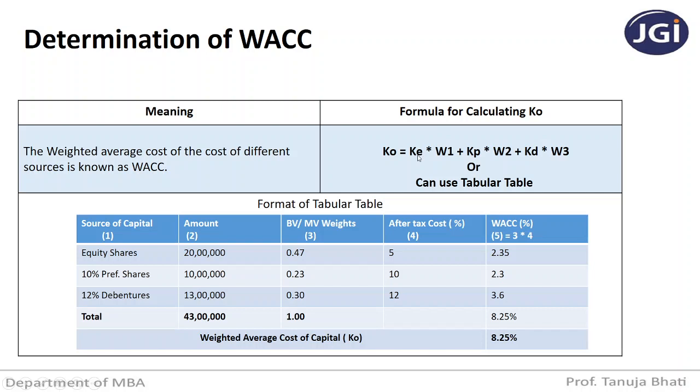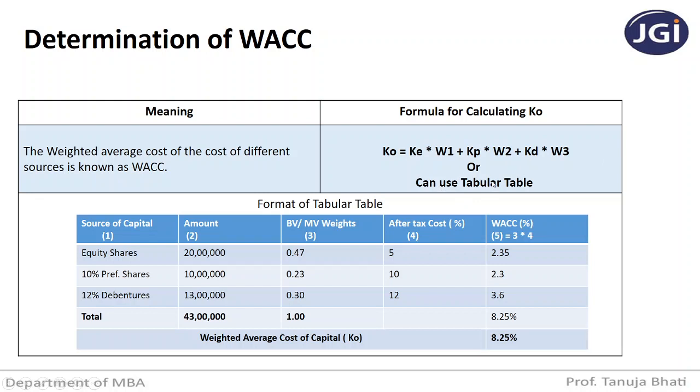What is the formula? First you take KE. Now what is KE? Cost of equity capital into W1, where W1 is the weight assigned to equity. Then you're going to add KP, which is the cost of preference shares into W2, the weight assigned to preference shares. Then plus cost of debentures into W3, which is the weight assigned to debentures, and so on. You can say plus KL into W4, where KL is the cost of term loans and W4 is the weight assigned to term loans, and so on, depending upon the number of sources of funds that the company has raised.